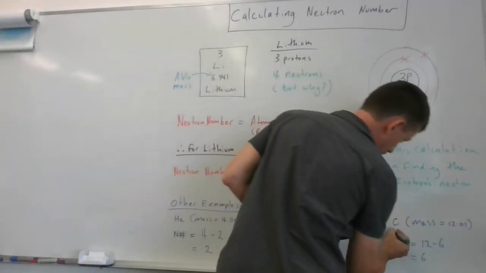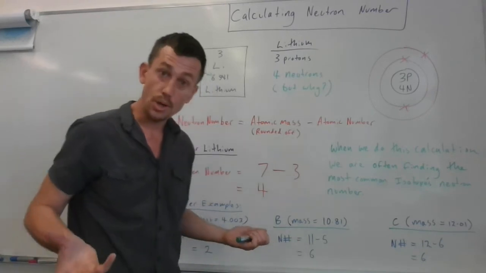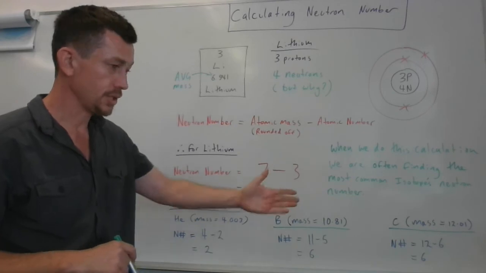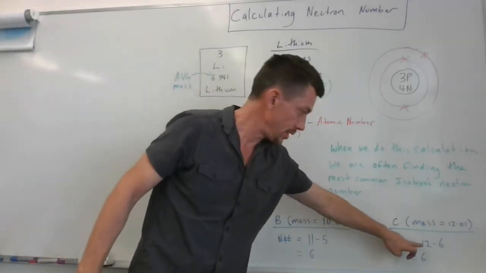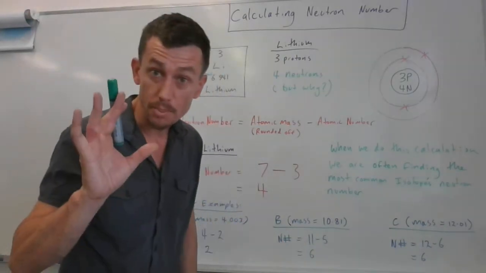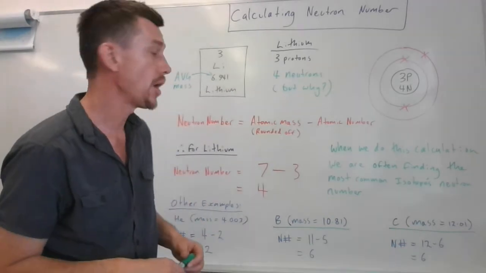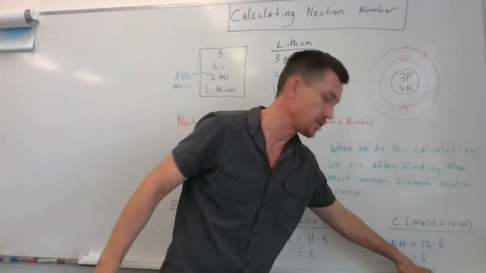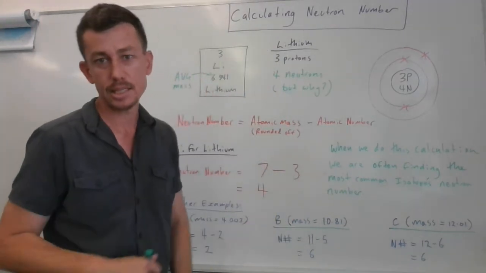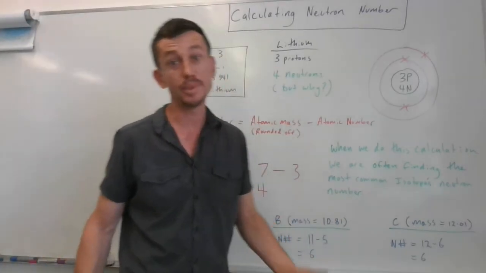Now, last example, carbon. We've looked at this a few times. I said that the most common isotope of carbon is carbon-12 with 6 neutrons in its nucleus. Well, this is how we prove that. I find the atomic mass of carbon, which is 12.01, and I round it off to 12. And then I subtract the atomic number of 6 to find out that the neutron number of carbon for most isotopes is 6. And what have we noticed? The most common neutron number for boron and carbon is 6.